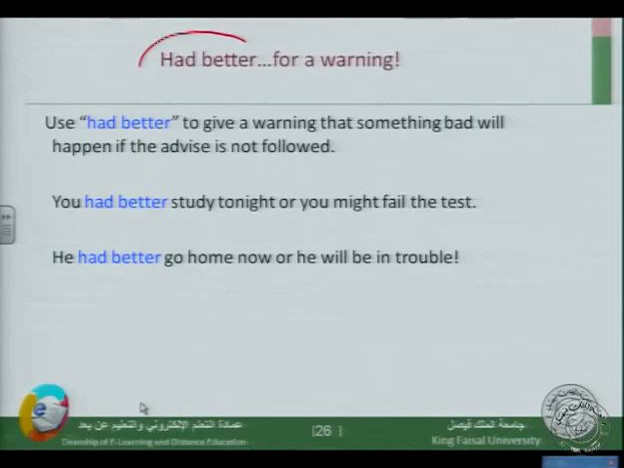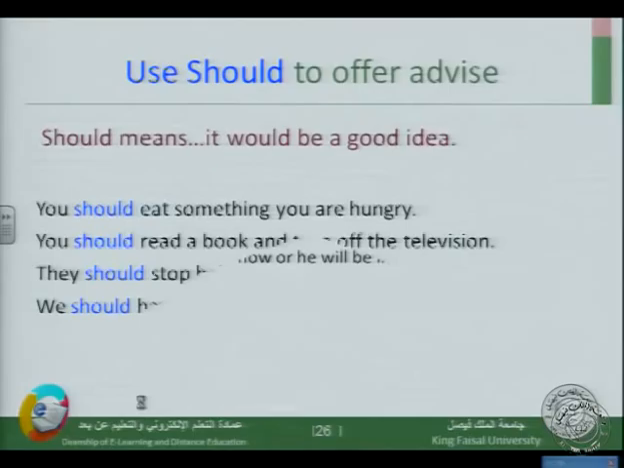Also, we have used had better. We have talked about how to use had better to warn someone. You had better study tonight or you might fail the test. So you are warning him. You had better go home now or he will be in trouble. So had better gives a warning that something bad will happen if the advice is not taken, if the advice is not followed.